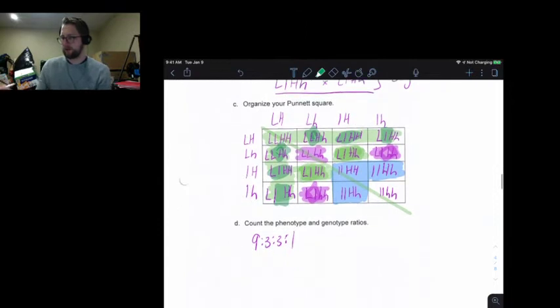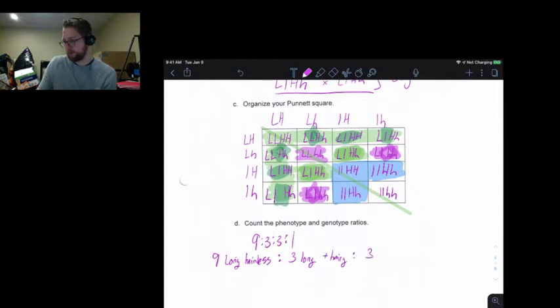So we can organize. We did establish our 9 green ones, which are our 9 dominant types. So these are 9 long, hairless. And then we got 3 that are going to be long and hairy. We got 3 that are going to be vestigial and hairless. And we got 1 that is recessive for both, so it's vestigial and hairy.